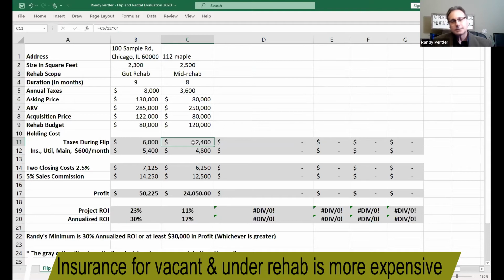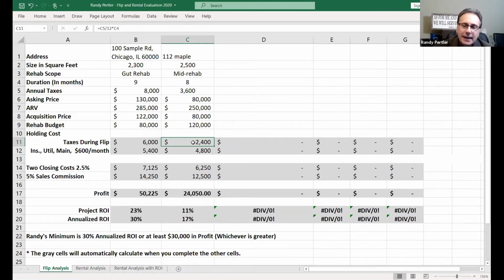The same insurance on the same $250,000 house, if it's a rehab, they're going to ask if it's vacant. If it's vacant and being worked on, it's going to be much higher. So instead of $80 a month, it might be $180 a month. So factor that in, find out how much the insurance is going to be. And since it's $600 a month, my formula multiplies 8 months for the rehab times 600, which is where you're getting the $4,800.